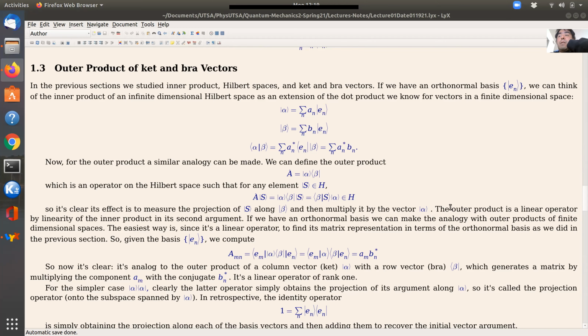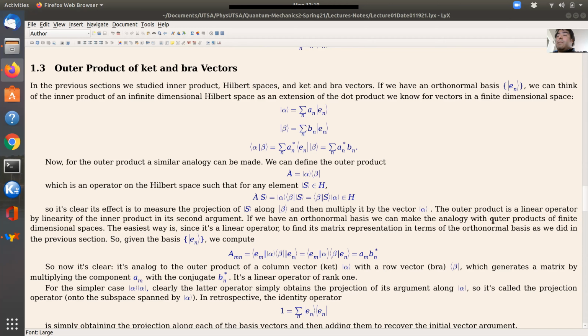So the outer product is a linear operator by linearity of the inner product in its second argument. That's clear because look, this is the form of the operator A, right? And so you have the inner product and then you have the linearity properties over here because alpha and beta are fixed, okay?